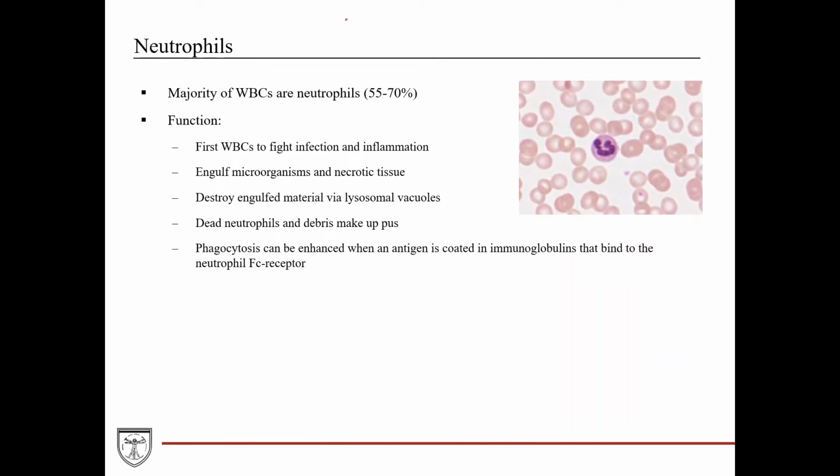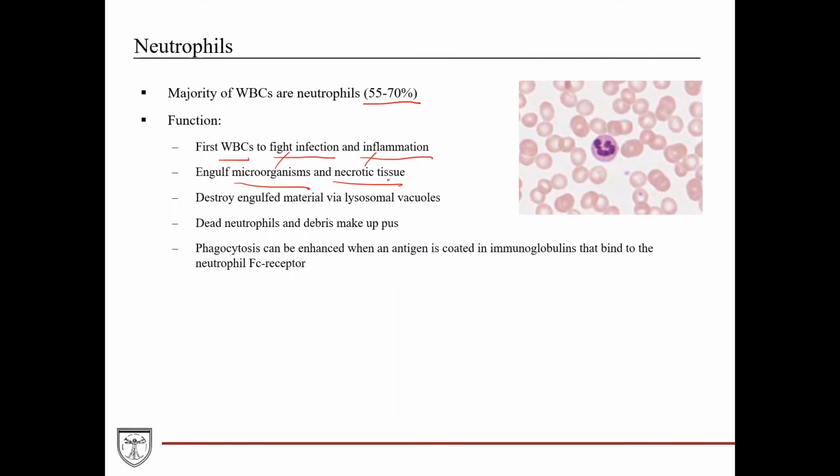So next we'll talk about neutrophils, and actually the majority of white blood cells are neutrophils, about 55 to even up to 70%. They're the first white blood cells to fight infection and inflammation, so they're essentially the first responders. That can be a test question, so definitely keep that in mind. They work by engulfing microorganisms and necrotic tissue. Obviously, this corresponds to fighting infection, and then if you have tissue damage or tissue necrosis, obviously that's going to trigger inflammation.